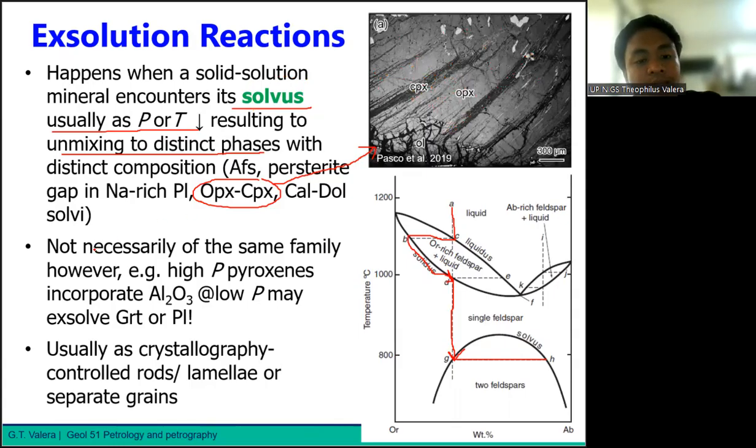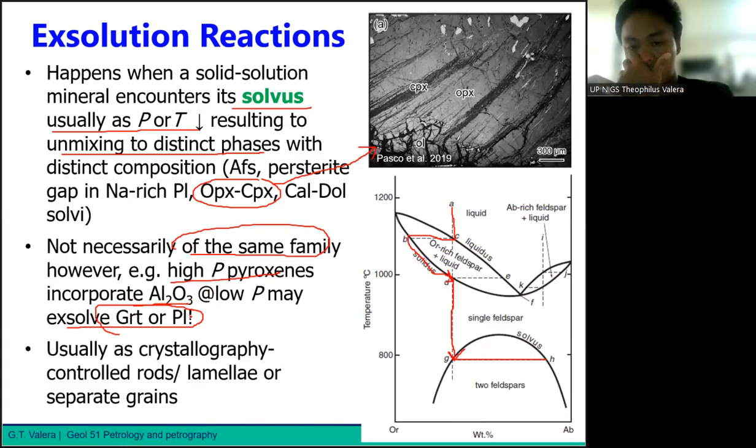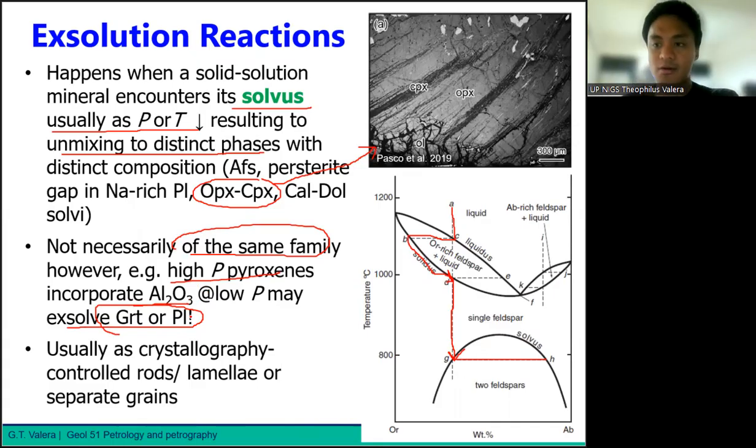Take note that exsolutions are not necessarily of the same family. For example, high pressure pyroxenes may incorporate aluminum, which at lower pressures may actually exsolve garnet or plagioclase. So pyroxene exsolving garnet or plagioclase. It's not really garnet or plagioclase that's exsolving, but rather the aluminum from the pyroxene. Okay? And eventually itong aluminum na to is used to create garnet and plagioclase.